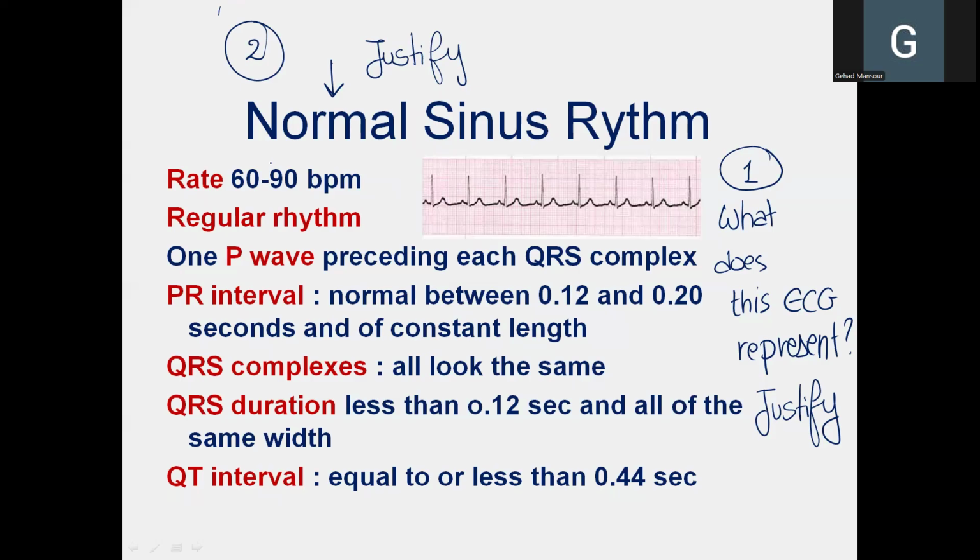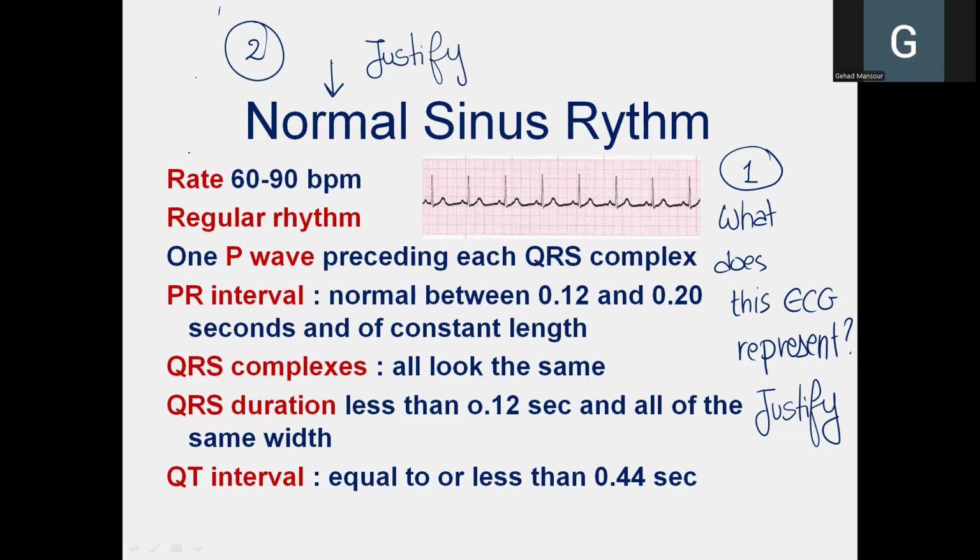In such a case, I don't want you to say the rate is 60 to 90, because you have to define a rate. I don't want you to say the PR interval should be between 0.12 and 0.20. I'm not asking about the general characteristics of a normal sinus rhythm. I'm asking you in both conditions, whether in option 1 or in option 2, why you are saying that this is a normal sinus rhythm.